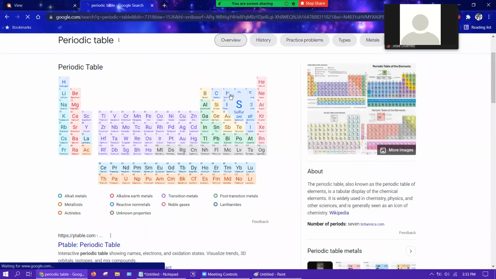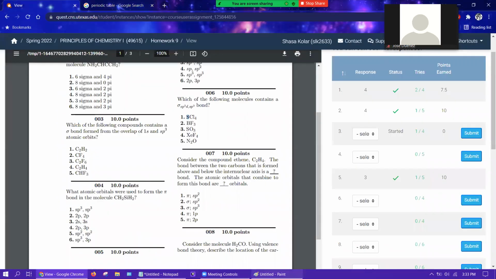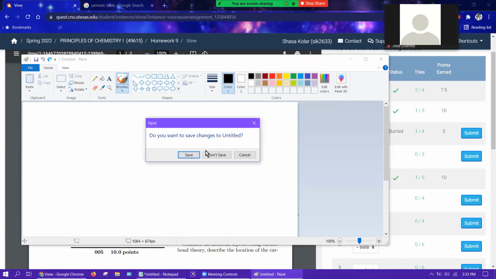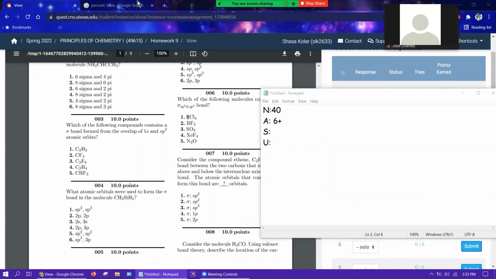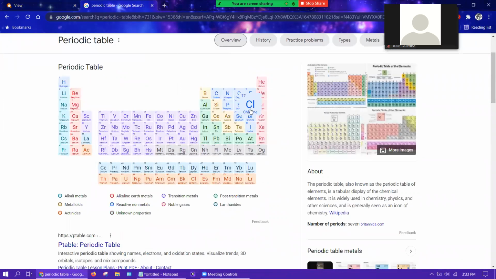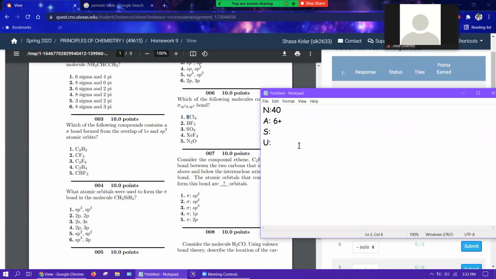So sulfur is like oxygen, so it's going to have 6. Ooh, that's wrong. We don't need this right now. Save. So sulfur is going to have 6, plus Cl is 7, I believe. Yeah, so it's in this category. So it's going to have 7 already in its valence shell. So we can add 7 times 3. So that's 21 plus 6. And that's 27. That's odd.